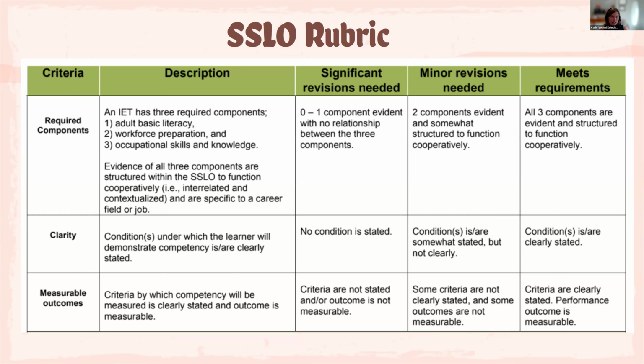The other 2 criteria that I'm looking at include clarity. That's the conditions under which the learner will demonstrate competency. That needs to be clearly stated in your SSLO. And then the last one is that it needs to have measurable outcomes. And we'll see some examples, so you'll see different ways that you would record how those things are being measured. But that is the basic SSLO rubric.